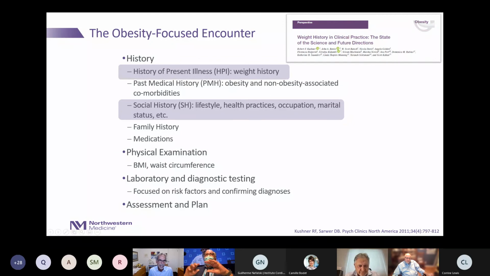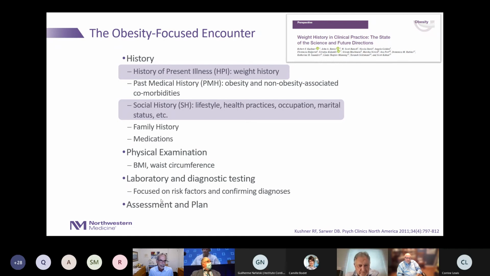And we also went ahead and wrote a paper on how to take a weight history in clinical practice. So if you're going to tell a student, take an obesity history, they don't even know what you're talking about. So we went ahead and did a state-of-the-art review of how do you take a weight history. So that really gets down to the curriculum level that they can refer to.